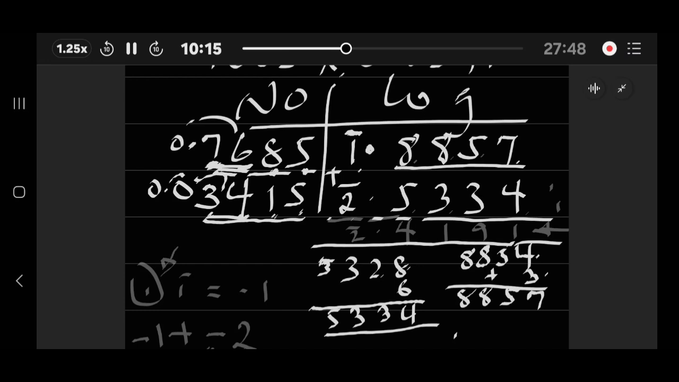7 plus 4 will give us 11. Write down 1, carry 1. 5 plus 3, 8, plus 1, 9. 8 plus 3 is 11. Write down 1, carry 1. 8 plus 5 is 13, plus 1, 14. Write down 4, carry 1.